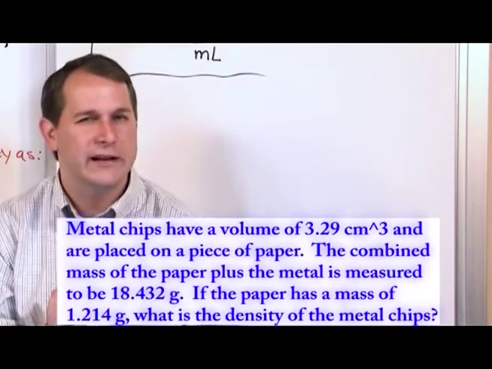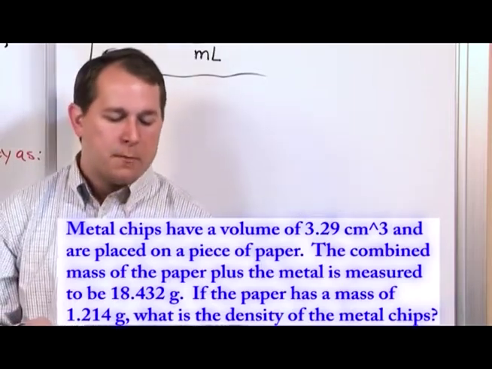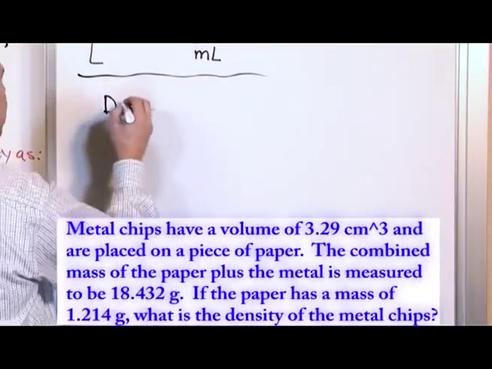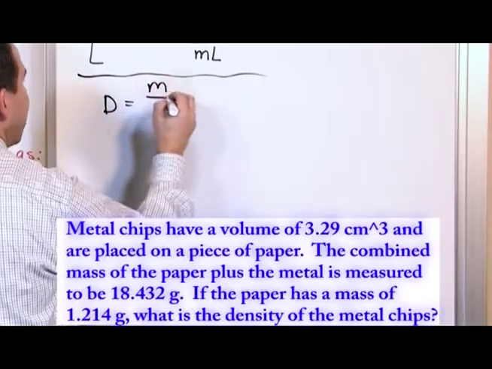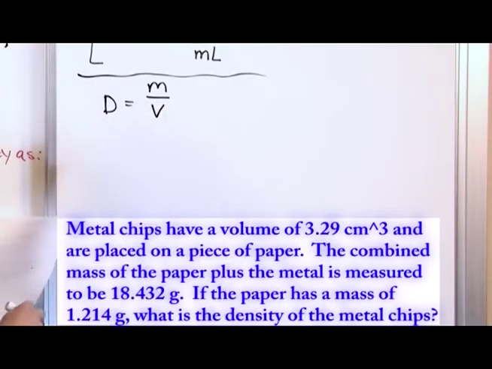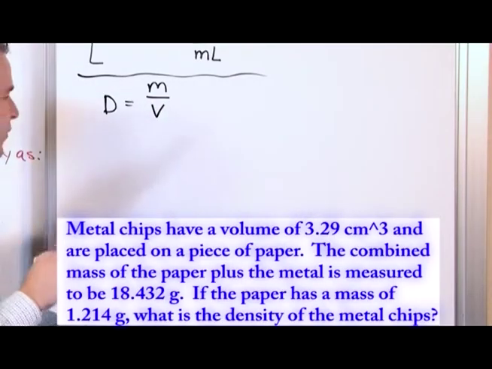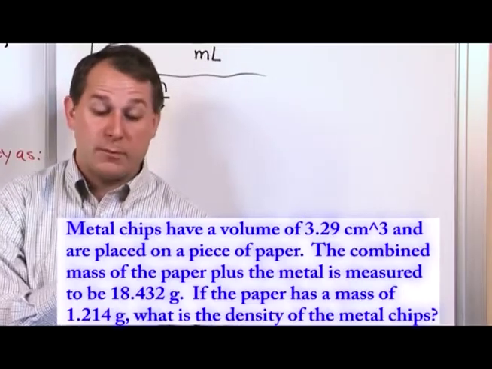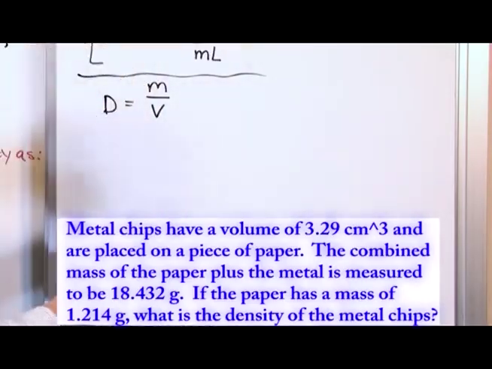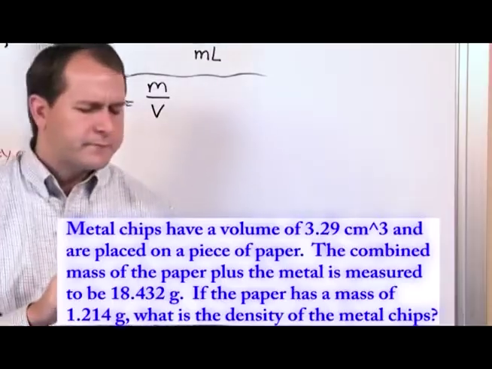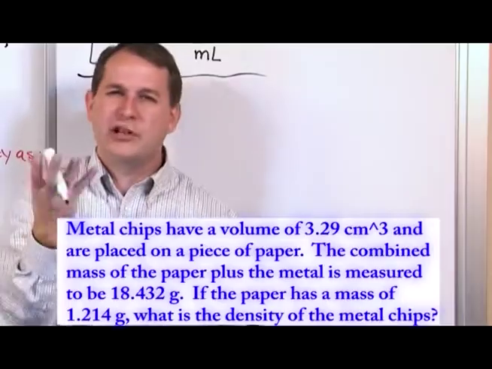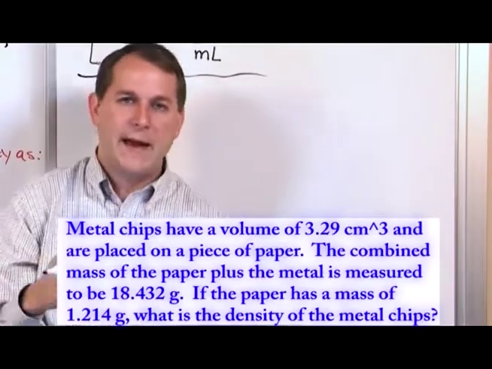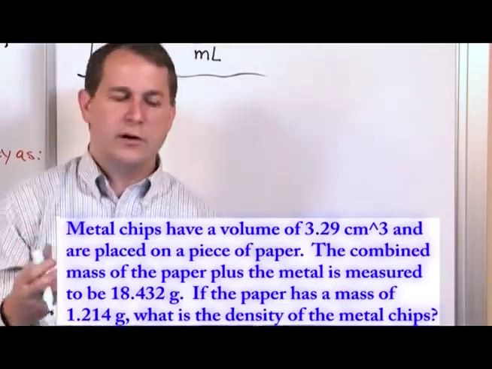So what we want to know is to calculate the density of that metal. So what we need to do is write down what we know. The density of the metal is going to be the mass of that metal divided by the volume that metal occupies. But the problem doesn't really give us that information exactly, because we know the volume of the metal chips, 3.29, so we know that. But we don't know the mass, because we put it on a piece of paper, and we know the combined mass of the paper plus the metal, so we have to do a little bit of work.